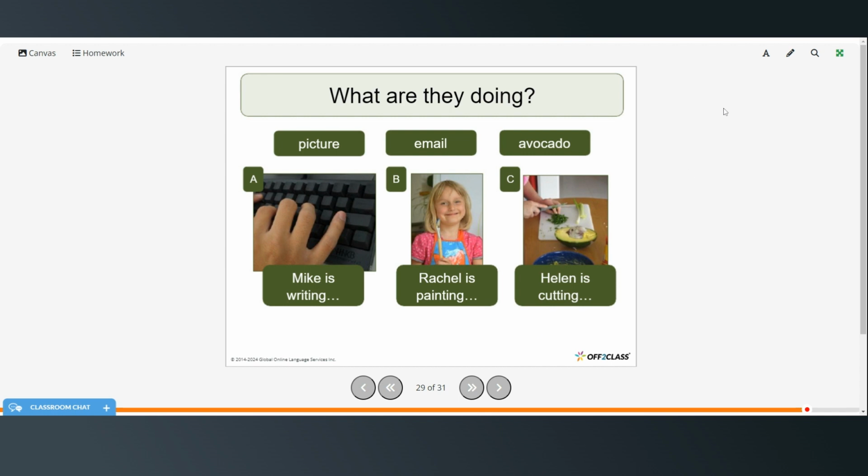Here are a few more. Mike is writing an email. Again, because of the E, we say an. Rachel is painting a picture. And Helen is cutting an avocado because of the A, an avocado.